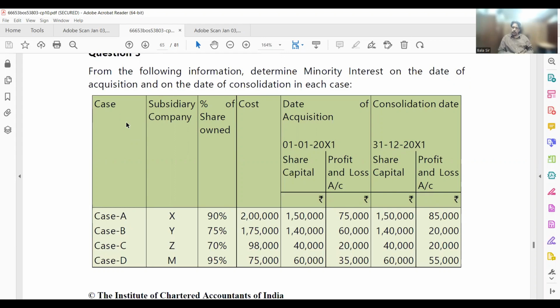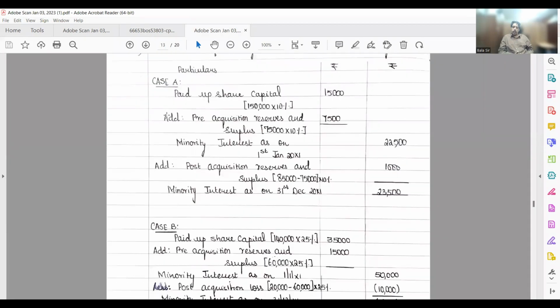Next. Consolidation date 31st December. Share capital 1,40,000, same. There will be no fresh issue made by the subsidiary company. And what is the balance in PNL? 20,000. It has gone down by 40,000. That is supposed to be a post acquisition loss, a loss sustained by the subsidiary company in the post acquisition period. 60,000 PNL has come down to 20,000, 40,000 loss for the year. Yes, go ahead with the solution.